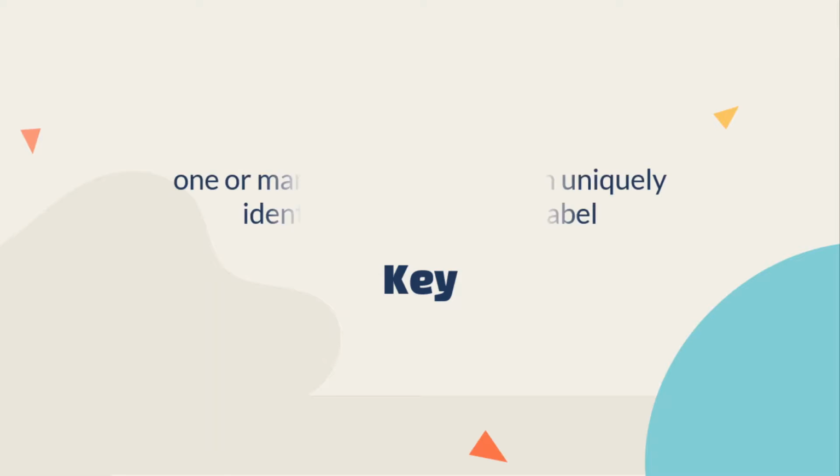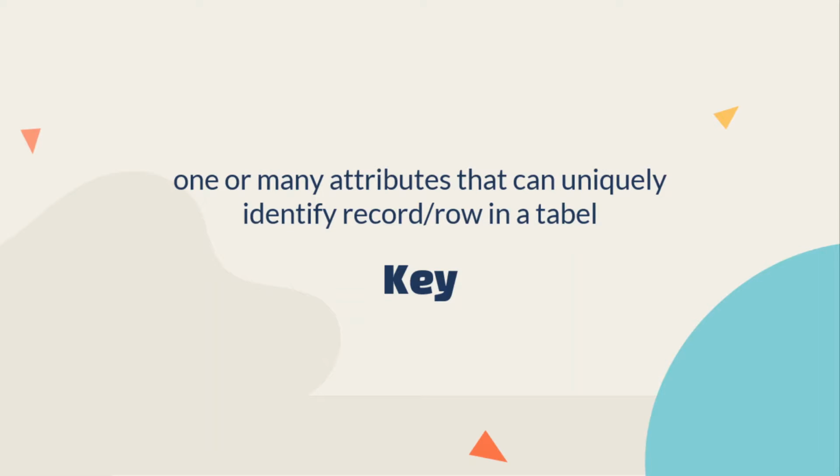Next, I will discuss about the key. As explained before, entity set is an object that is different from the other objects. Each entity must have attributes that can distinguish it from the other objects. A key is one or more attributes that can uniquely identify a record, or row, in a table.